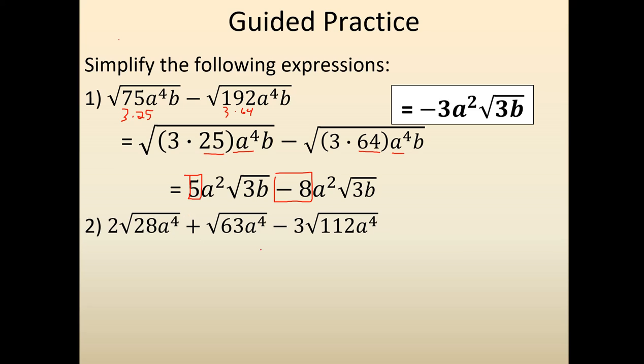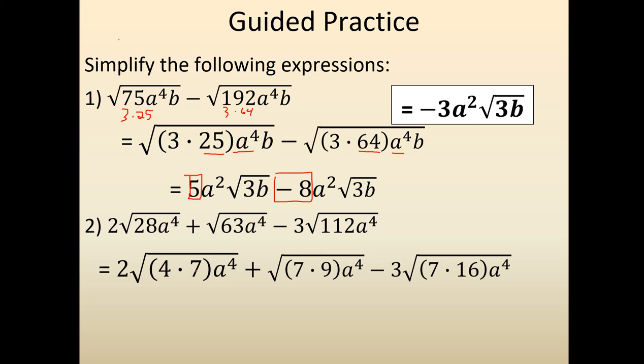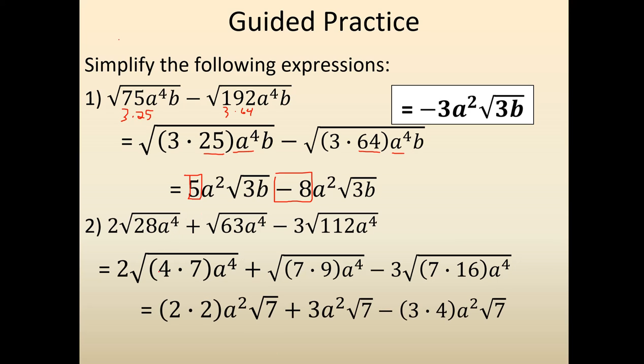Again, we try to find perfect squares that will go into these. 28 can be rewritten as 4 times 7. This one's also divisible by 7, and this can be rewritten as 7 times 9, and 112 can be written as 7 times 16. Again, the a to the 4th is a perfect square, so I don't have to touch it. Simplify this one extra step.